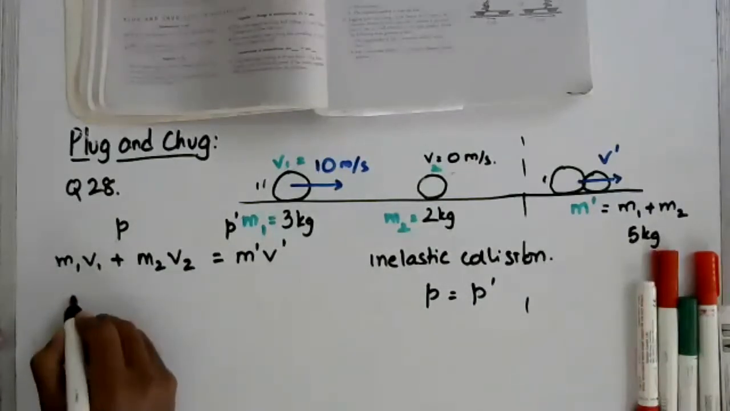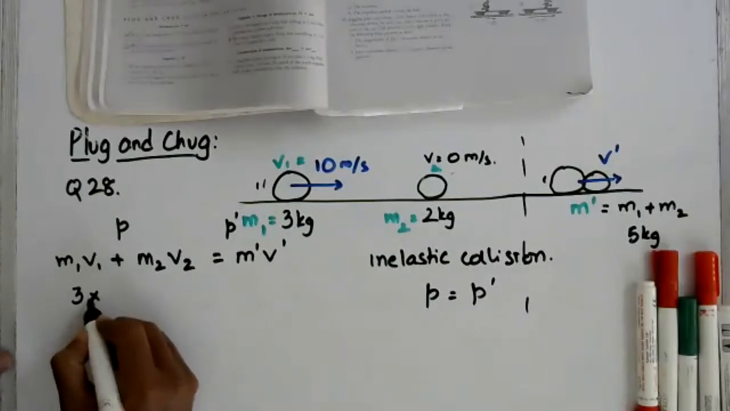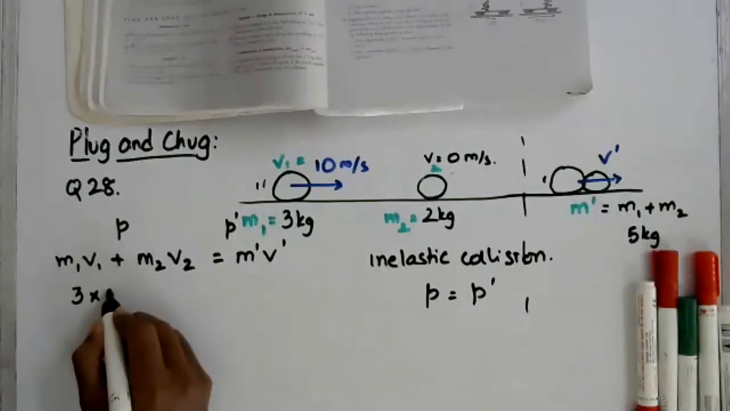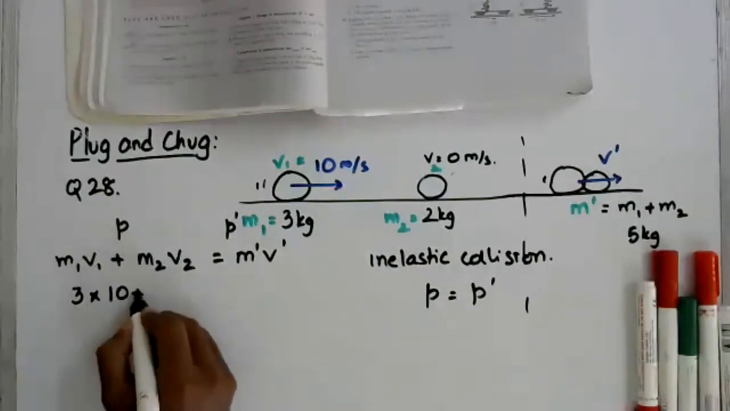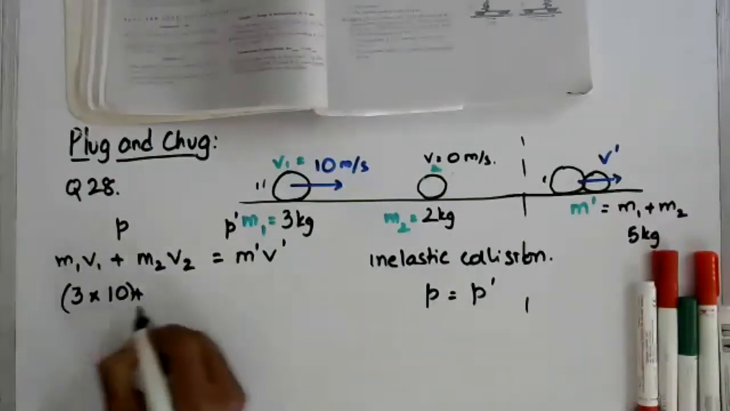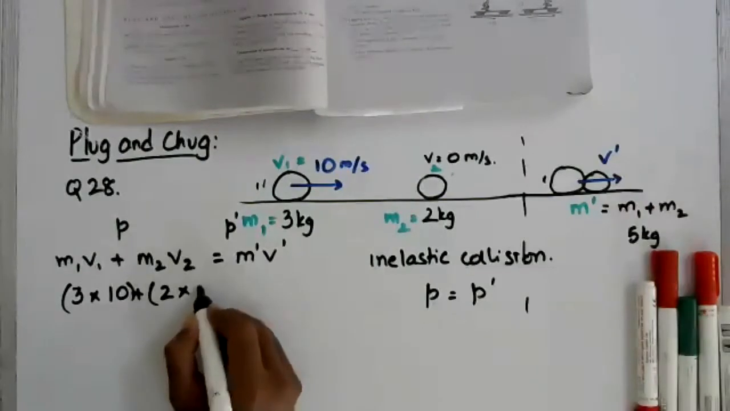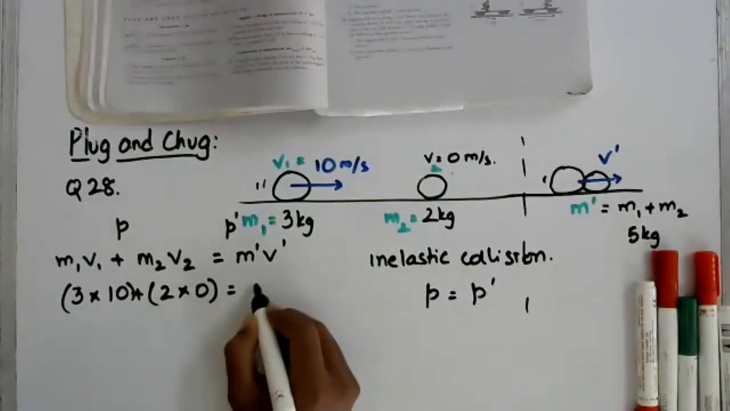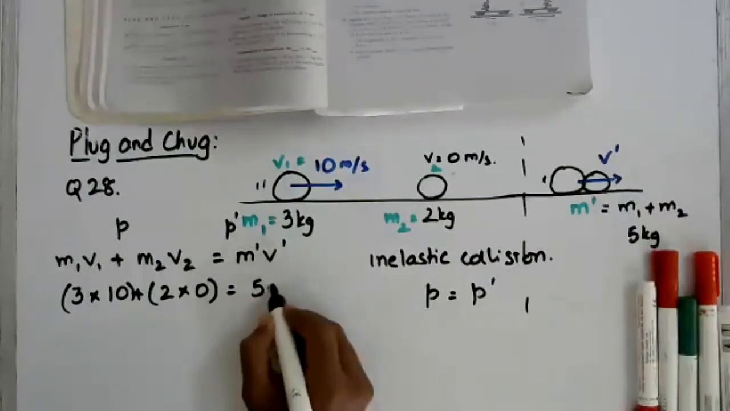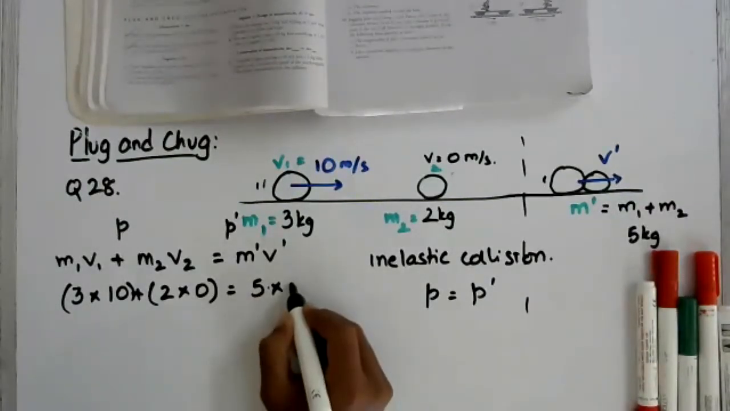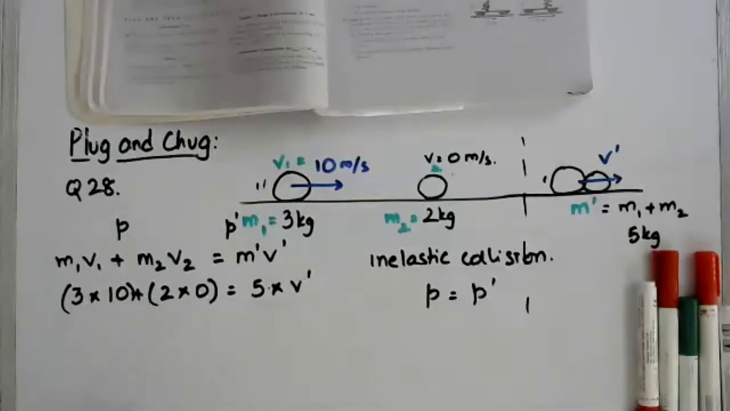So what is M1? 3 kg, times what is V1? 10, plus what is M2? 2, and what is V2? 0, should be equal to what is M prime? 5, times what is V prime? Unknown. We don't know.